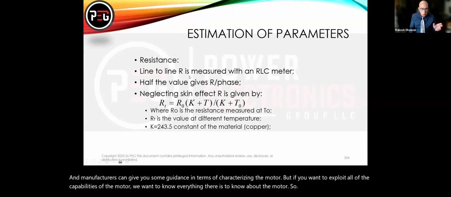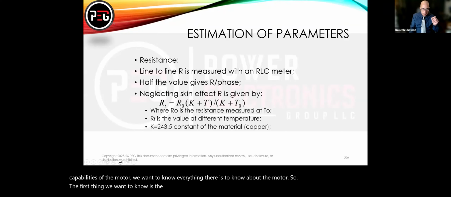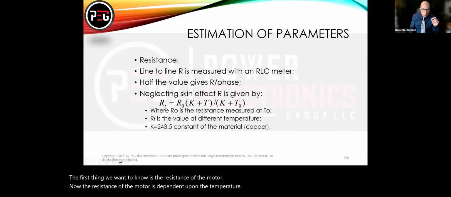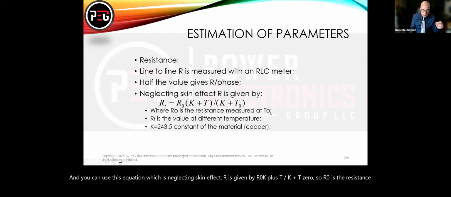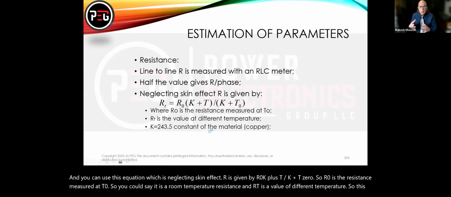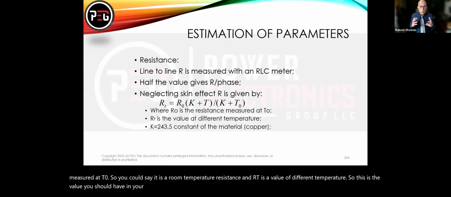So the first thing we want to know is the resistance of the motor. Now, the resistance of the motor is dependent upon the temperature. And you can use this equation, which is neglecting skin effect. R is given by R0 times (K plus T) divided by (K plus T0). So R0 is the resistance measured at T0, so you could say it is a room temperature resistance. And RT is the value at different temperatures. So this is the value you should have in your controller when you're trying to drive.